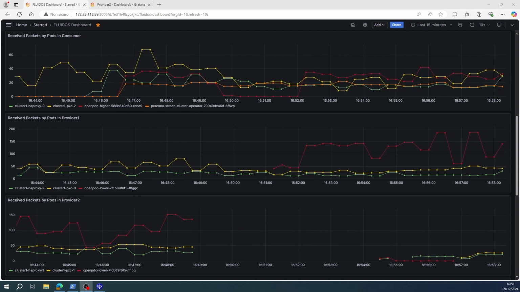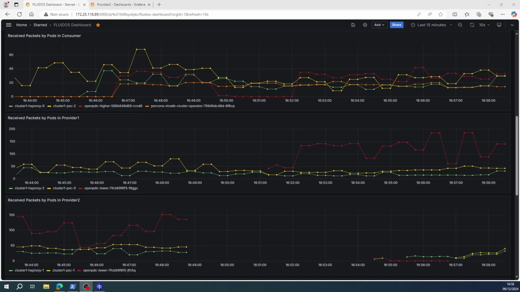Once provider node 2 is restored, FLUIDOS autonomously rebalances workloads, demonstrating its capability to minimize the need for human intervention. This process effectively reduces both downtime and data loss and enhances system resiliency.